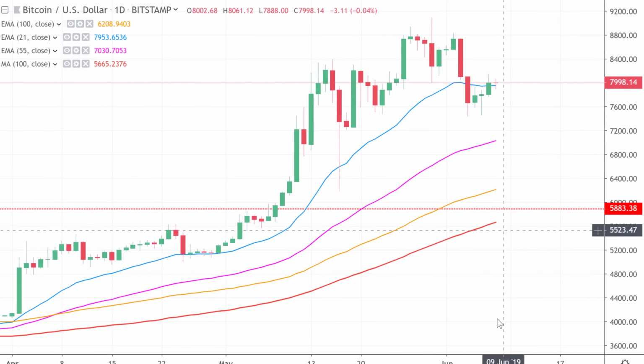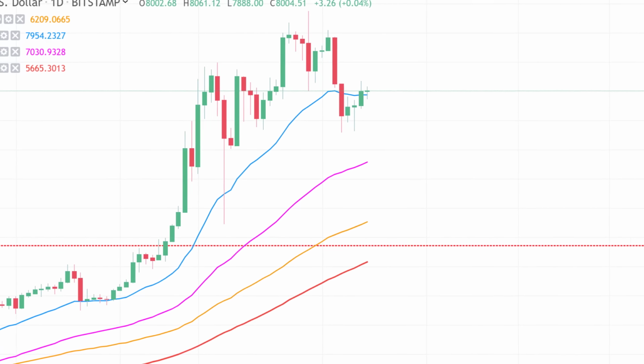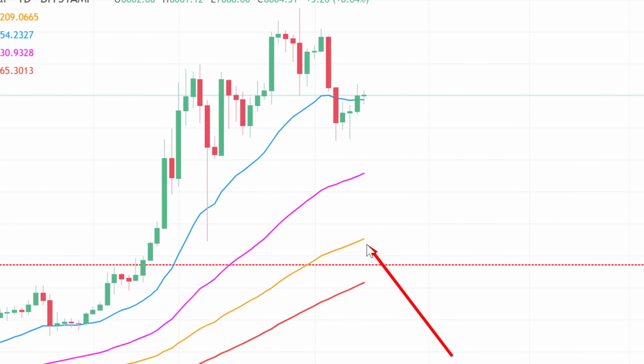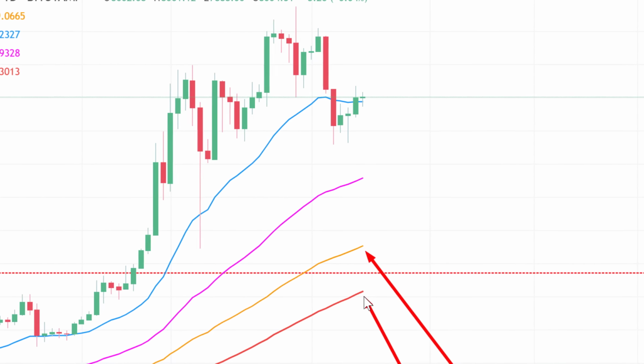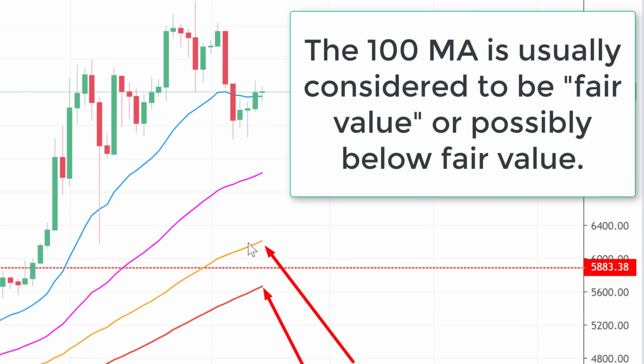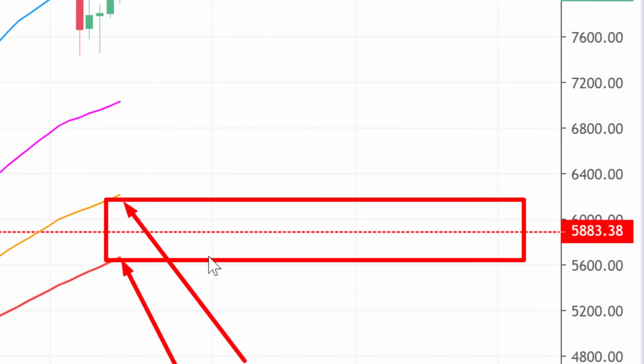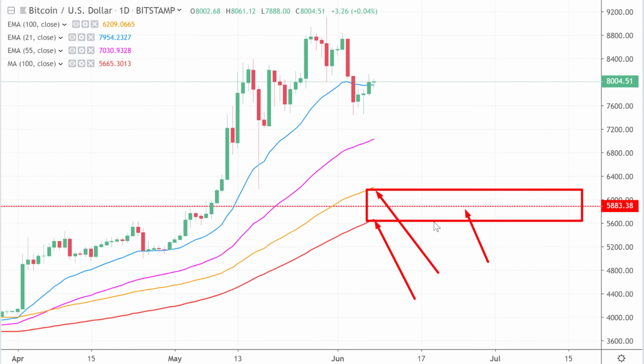And what I'm looking for is a potential pullback down to the 100 EMA, that's the orange line you see here, and potentially the 100 simple moving average. So those are the levels I'm looking at for a potential pullback on Bitcoin. By the way, there's another level right in between these moving averages, which I'm looking at, which is the 5,880 level. That's the red line you see here.